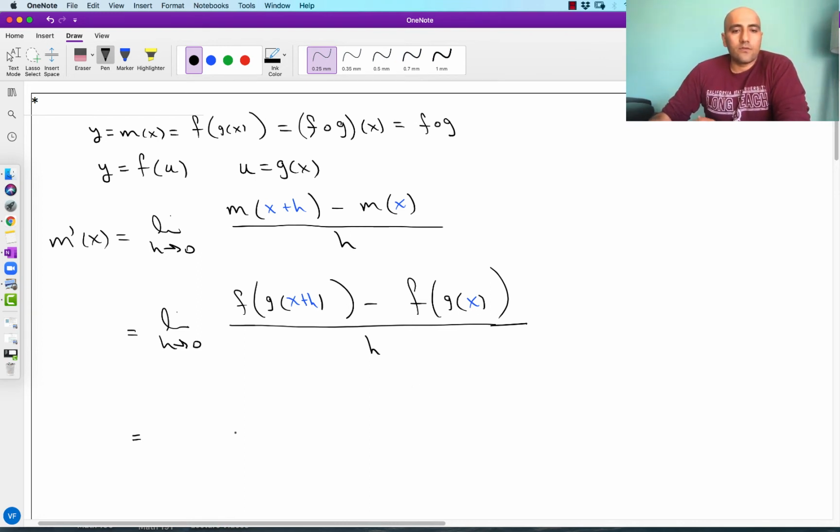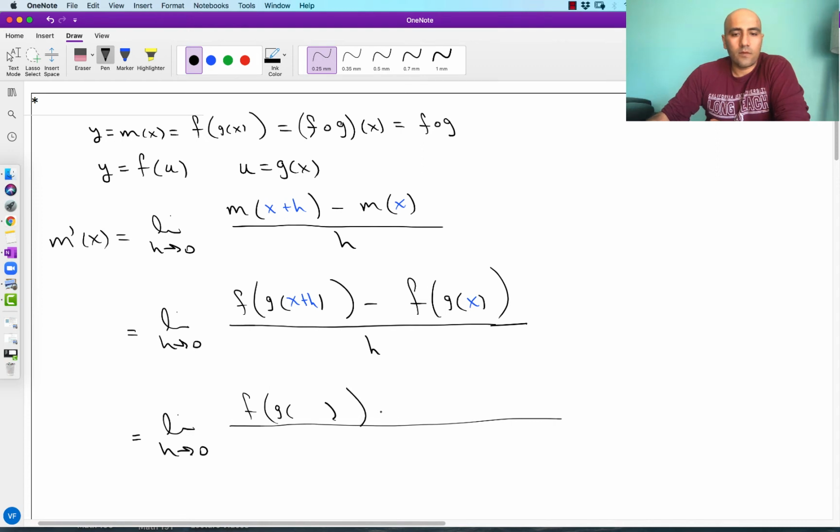Okay, so now the trick here is going to be to multiply the numerator and denominator by the perfect thing. So let's say this is the limit as h approaches 0 of f of g minus f of g over h.